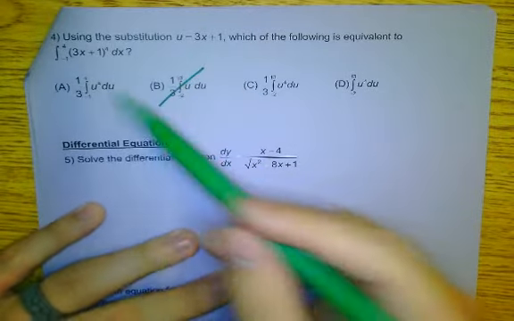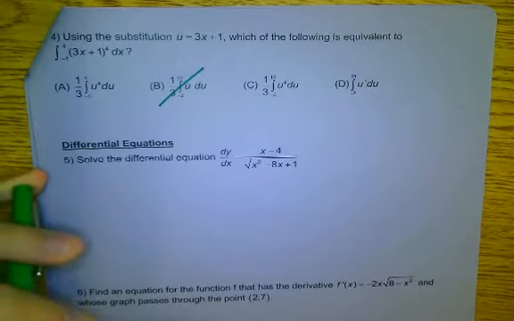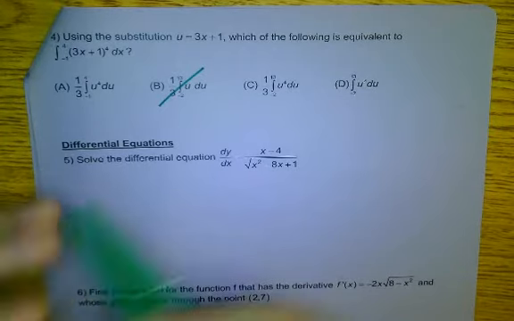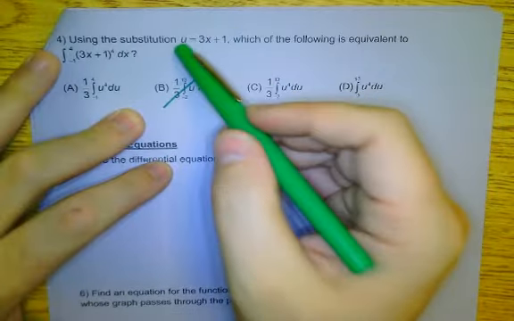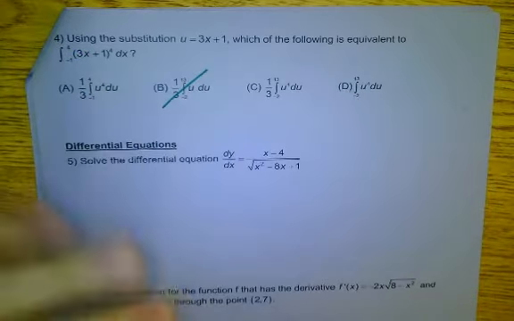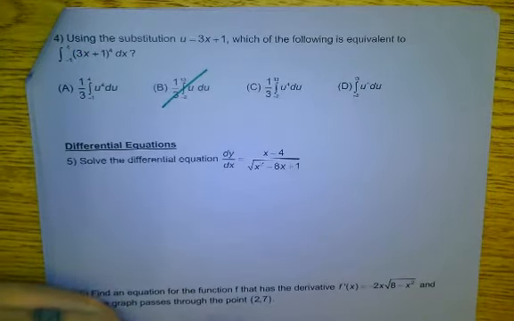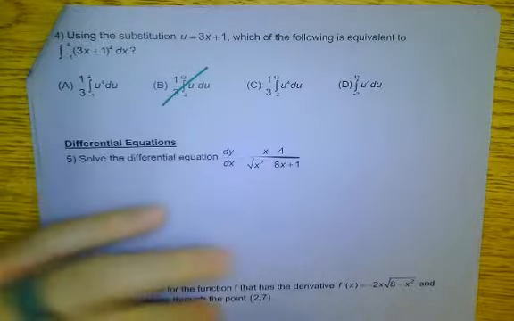Okay, so when we plug that in, what else changes? When we plug in u for this 3x plus 1, what else is going to have to change here in our integral? Why are you going to have a 1/3?